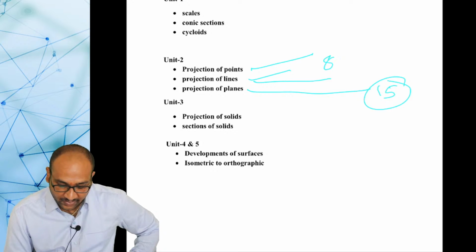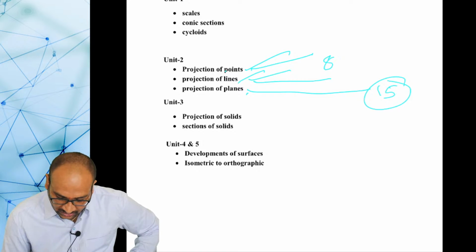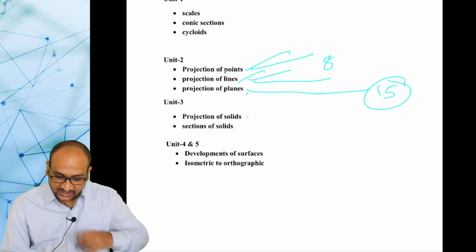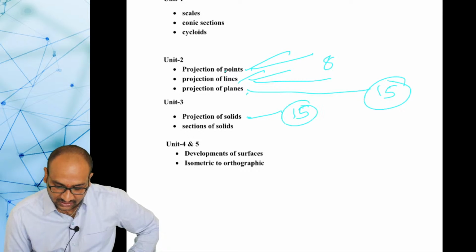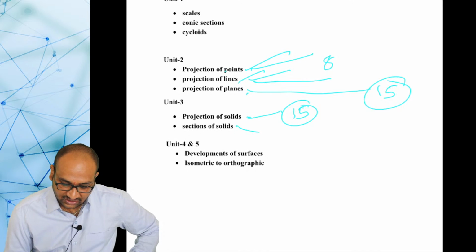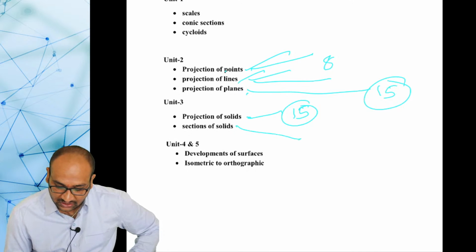So either combination of points or lines or planes for 15 marks, lines and points may come for 8 marks and 7 marks. Next one, projection of solids. Projection of solids also comes for 15 marks. They may ask projection of solid inclined to both planes. Okay, and sections of solids also for 15 marks.